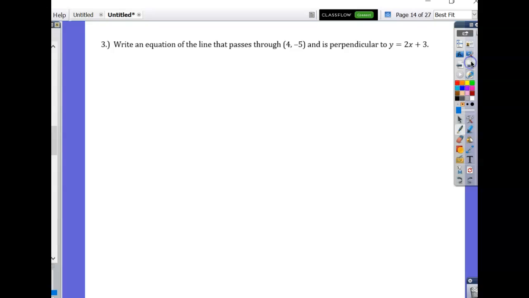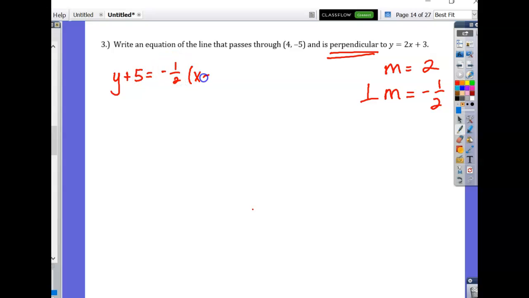All right, let's try number 3. Number 3, we're actually going to write one that's perpendicular. So when I look at this, I pull out that the slope is 2, but our perpendicular slope is going to be the negative reciprocal, so it's going to be -1/2. Now you need to be really careful, and you're going to use the new slope when you do point-slope form. So y + 5 = -1/2(x - 4).